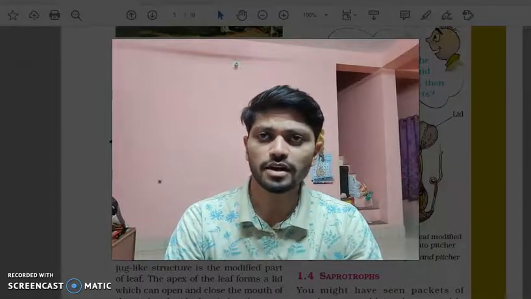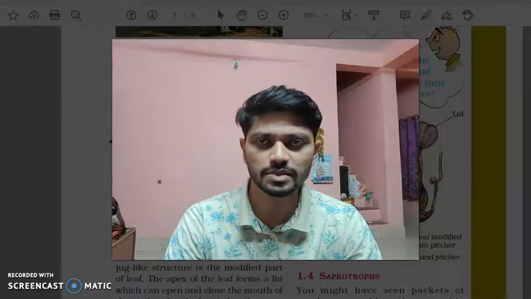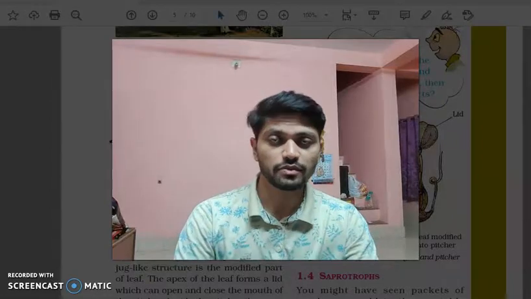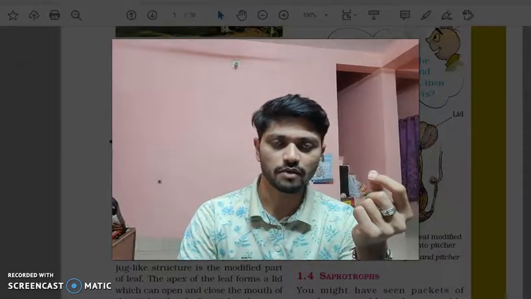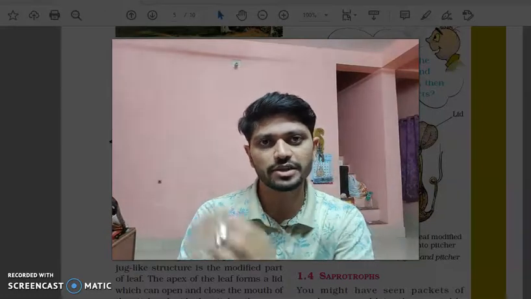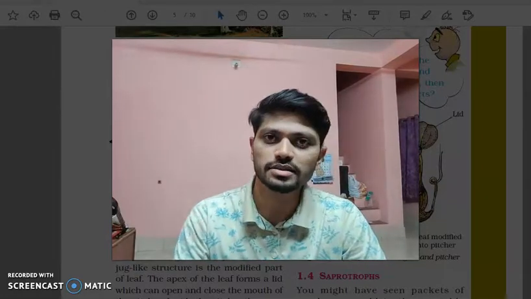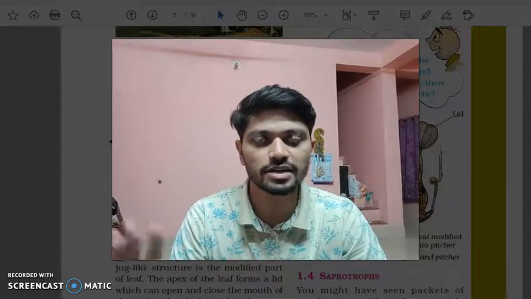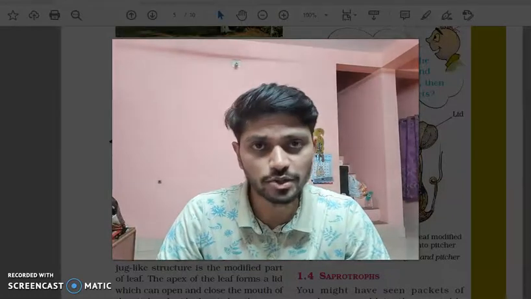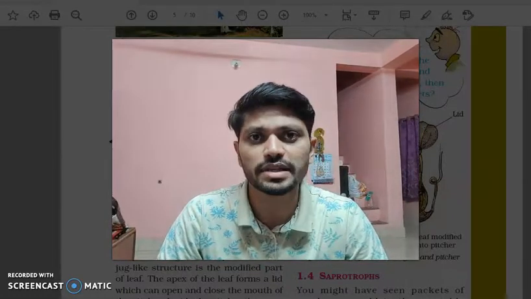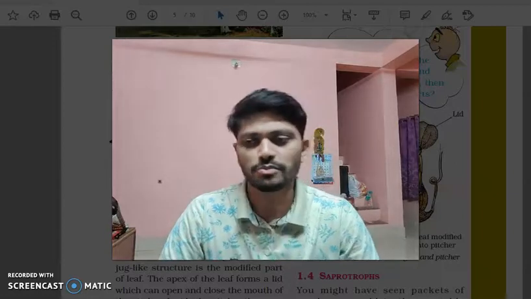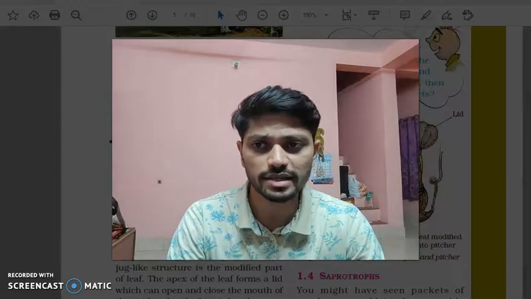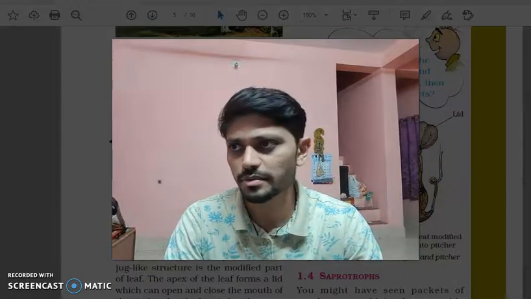Now we also have another type of living organisms. We call them saprotrophs. What do they do? So we have autotrophs, which can prepare their own food. We have heterotrophs, who rely on other living organisms to prepare their food, and we have this third category, saprotrophs. They also rely on other organisms, but those are dead organisms. So if a living organism relies on a dead organism to get nutrition, we call them saprotrophs.